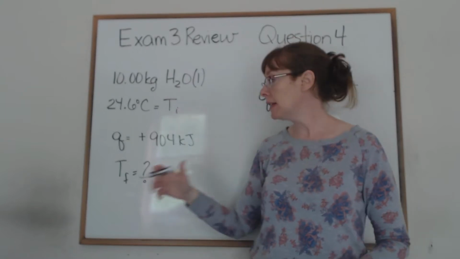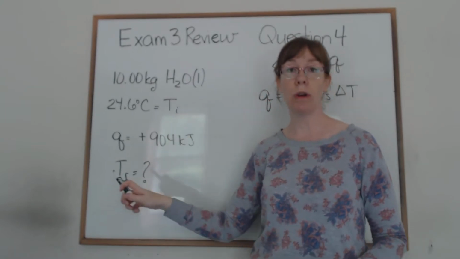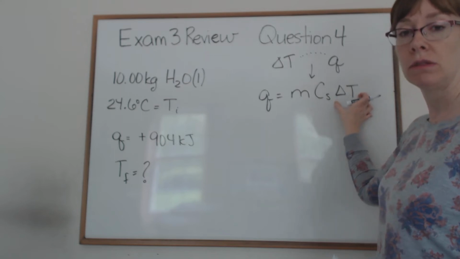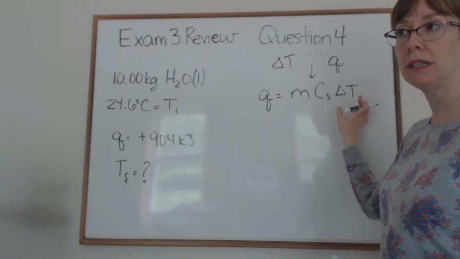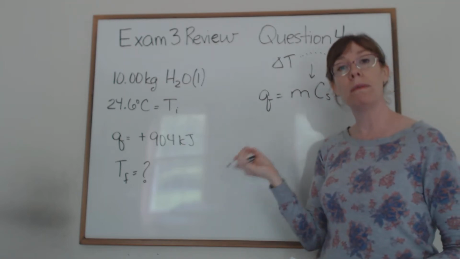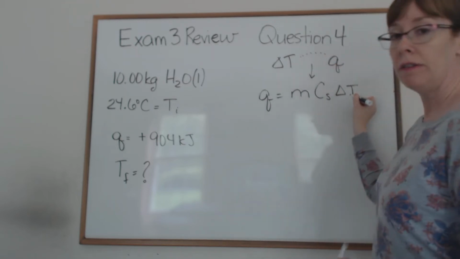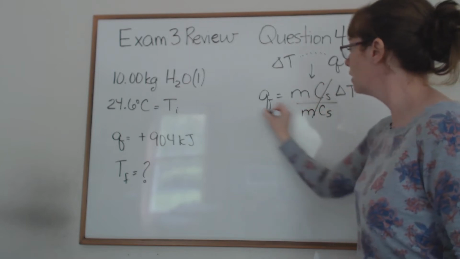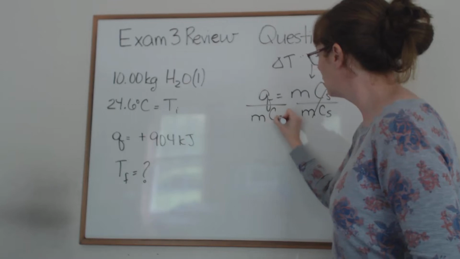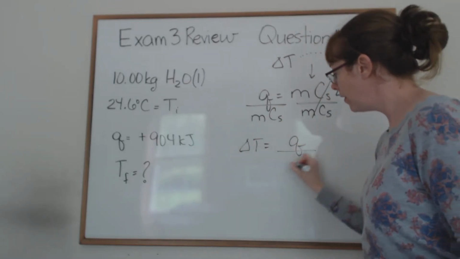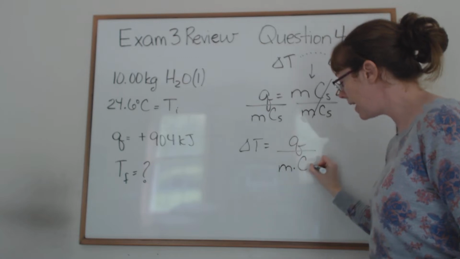What I would do, anytime you're asked to solve for either T initial or T final, I would just fixate on solving for delta T first. Okay, just kind of turn this into a two-step problem. I think it's easier. I think most people will make fewer mistakes. So let's solve for delta T first. Let's just go ahead and rearrange this equation for delta T. So delta T is equal to Q over mass times specific heat capacity.